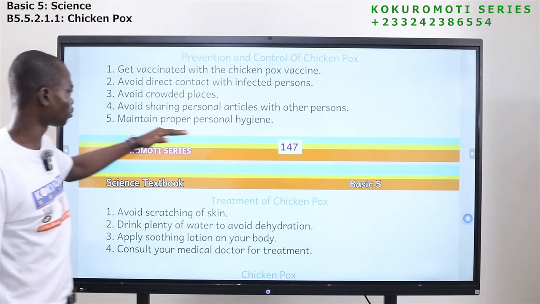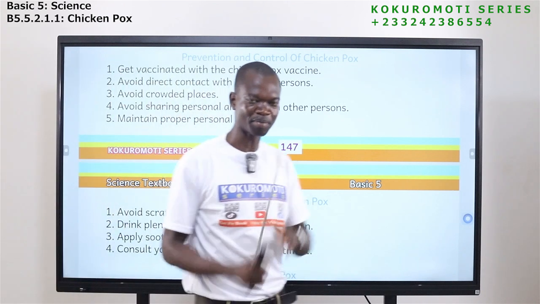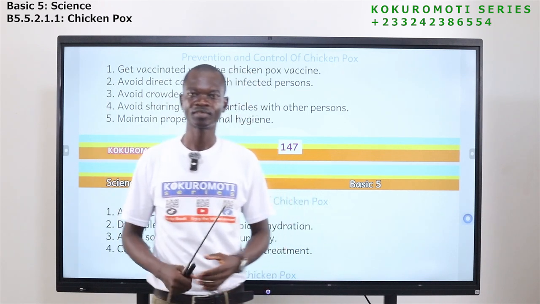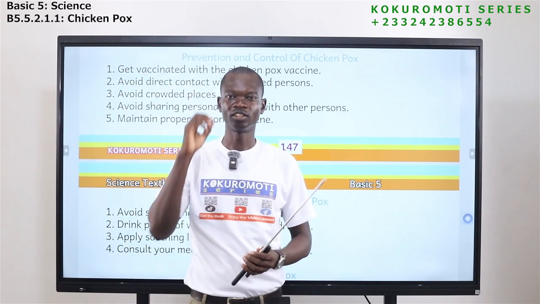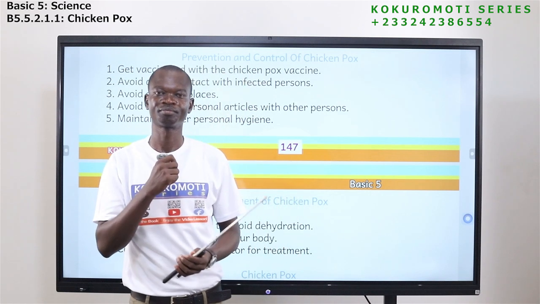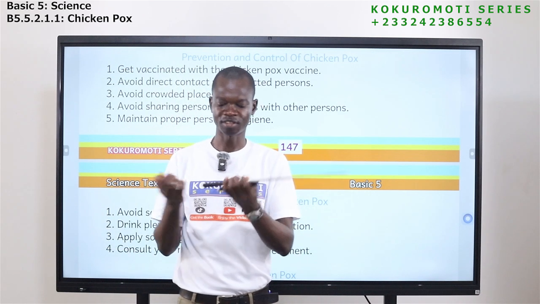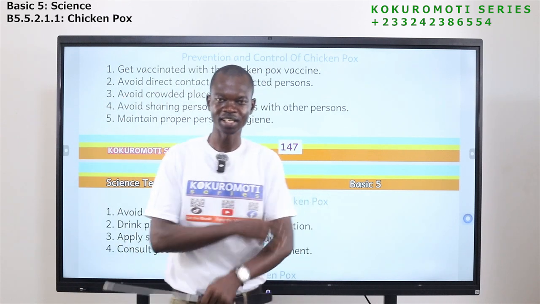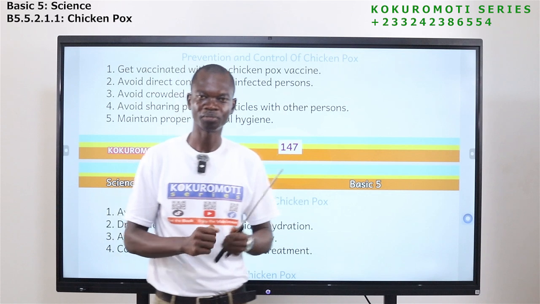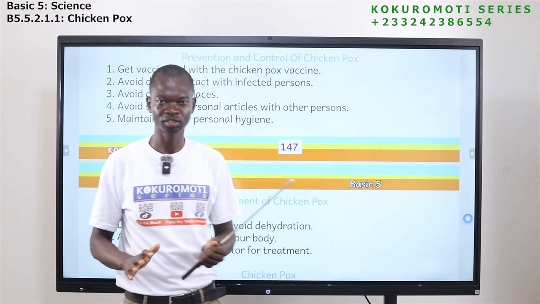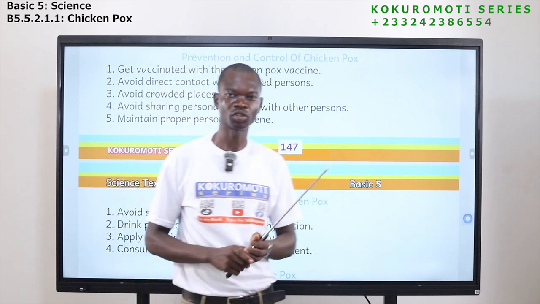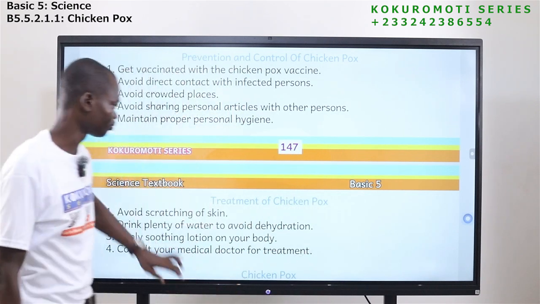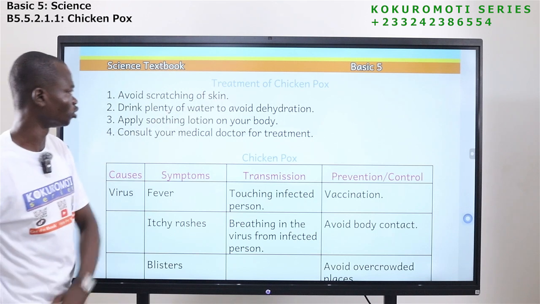Fifth one, maintain proper personal hygiene. We have learned about personal hygiene. We are talking about personal cleanliness, your body. So your hair, your teeth, your tongue, your mouth, your armpit, your fingernail, the entire body, your dress, you need to wash them all the time. Make sure you look good, you look clean. So if you do that, you also prevent yourself from what? Chickenpox.